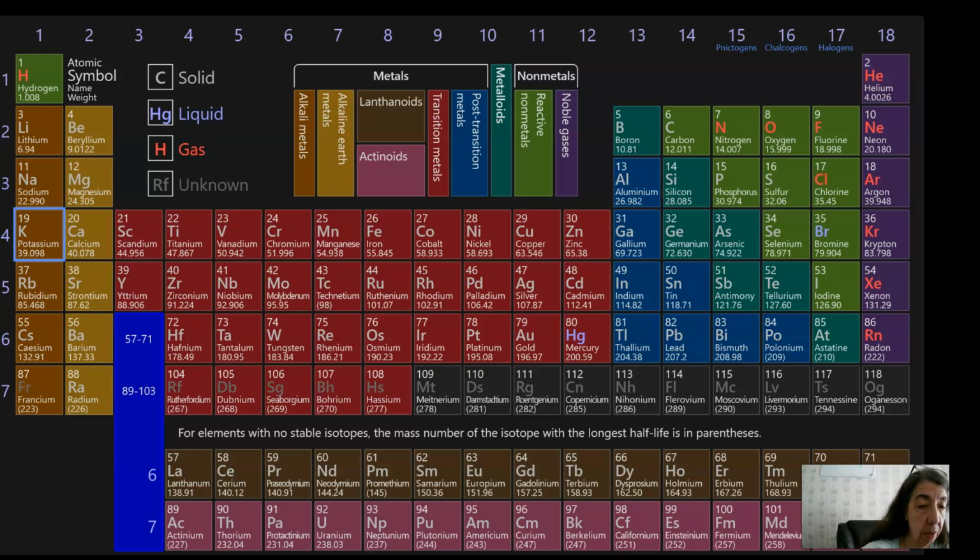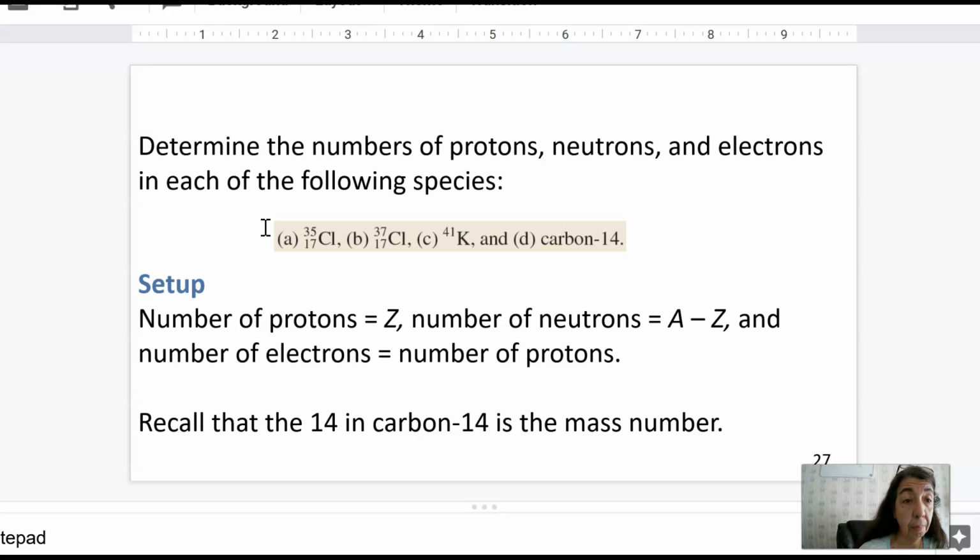Okay, so let's go back to our slides. And now we can solve for each of these, giving the number of protons, neutrons, and electrons.